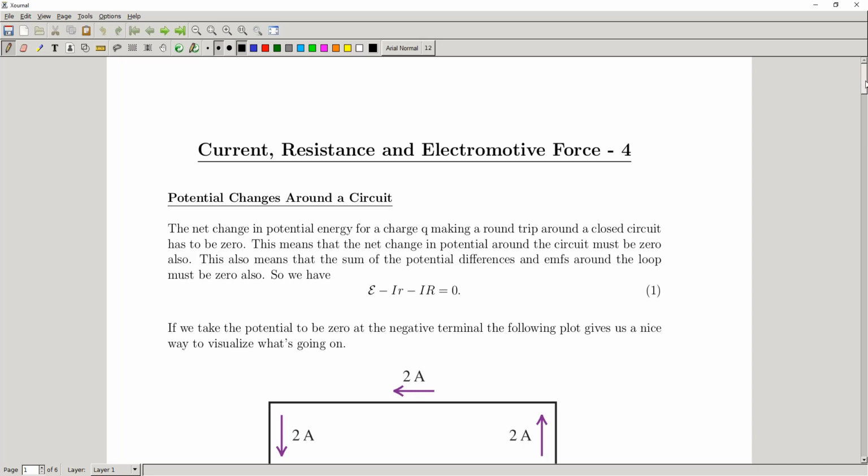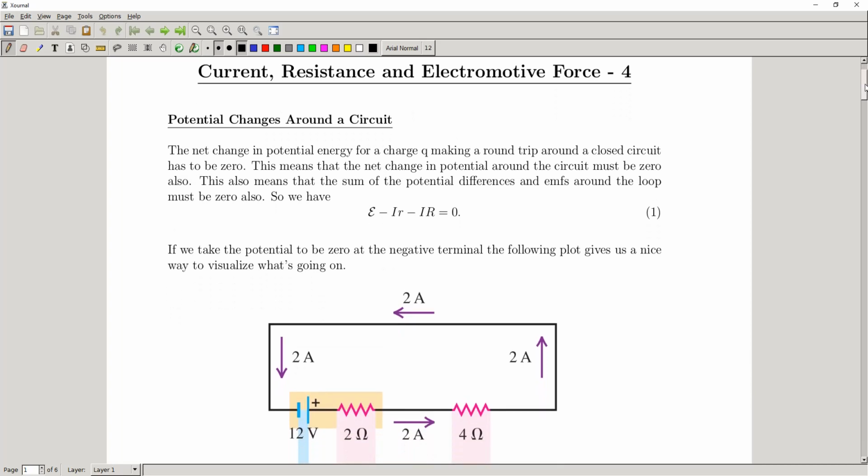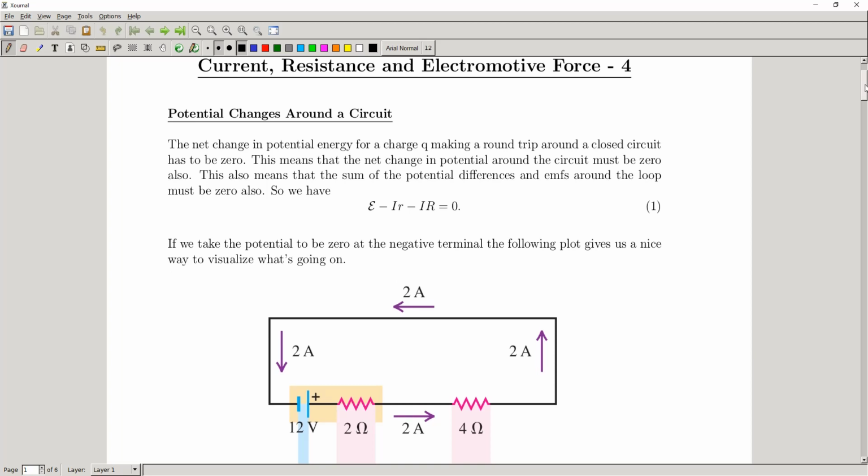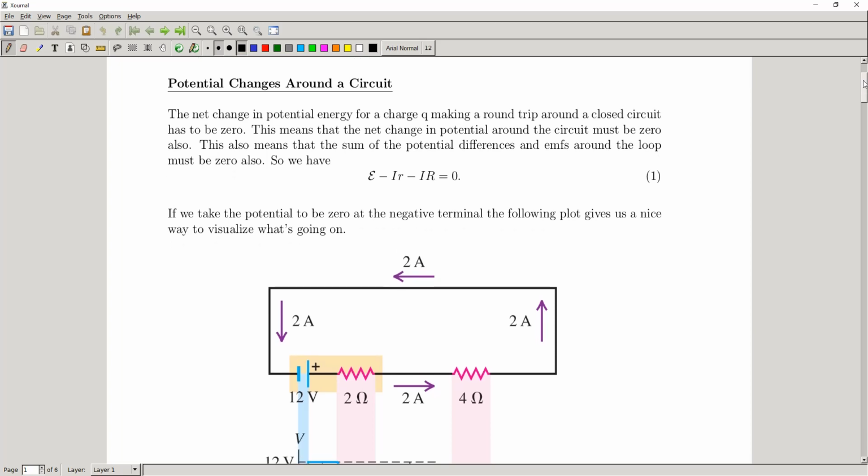So to begin with, as I mentioned, we're looking at this topic from 25.4, which we didn't do in the last video. We're looking at potential changes around a circuit. The net change in potential energy for a charge Q making a round trip around a closed circuit has to be zero, right? We can't have a change in its potential energy because it's coming back to the point that it was to begin with, right? This means that the net change in the potential around the circuit has to be zero.